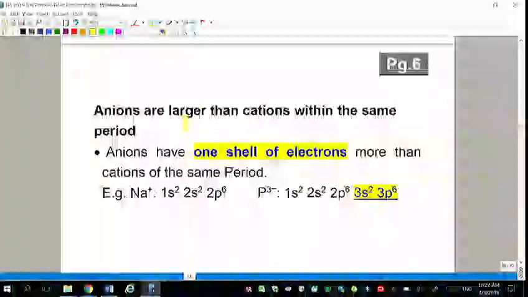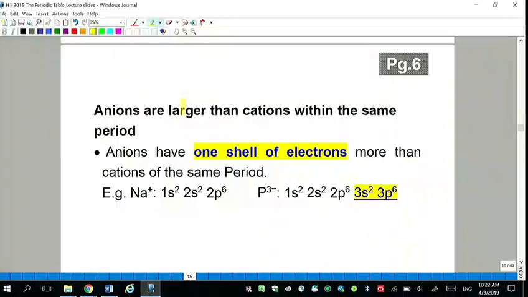Then, when I compare anions and cations, anions are larger than cations. I think this is quite obvious. You look at the number of shells of electrons. For anions, if I compare the sodium ion with the phosphorus ion, you can see that for the phosphorus ion, there is one more electronic shell. Because of this, your anions tend to be larger than cations.